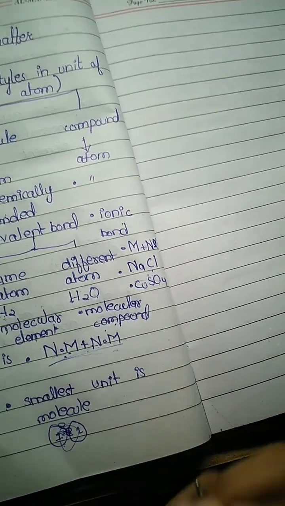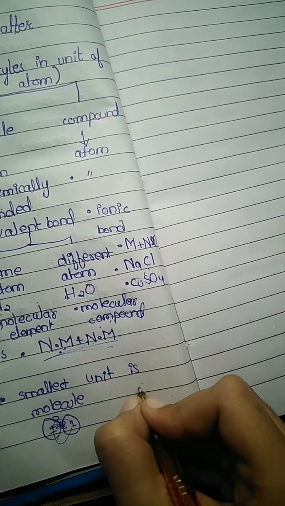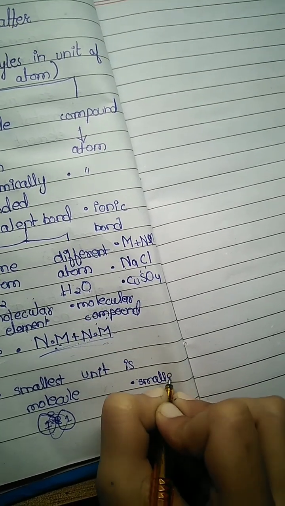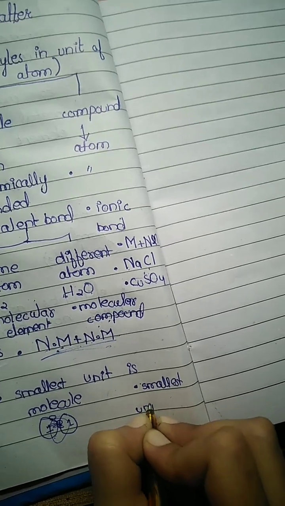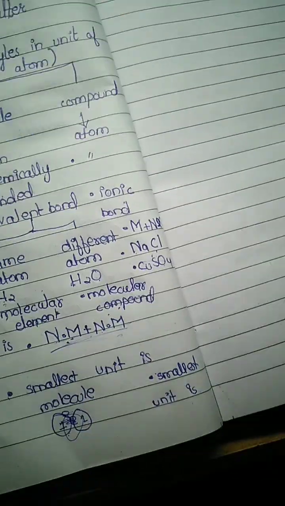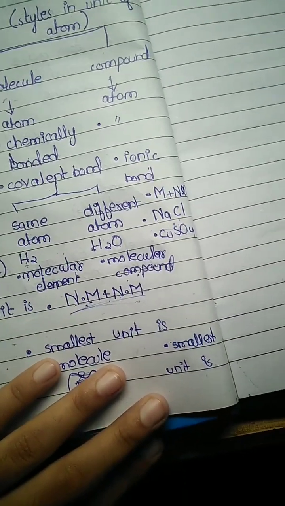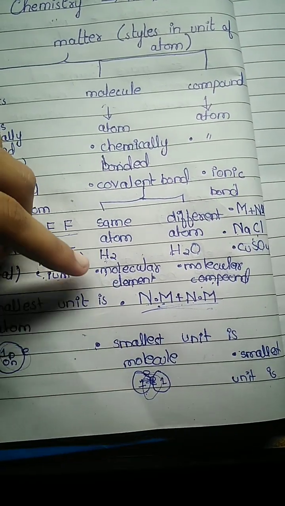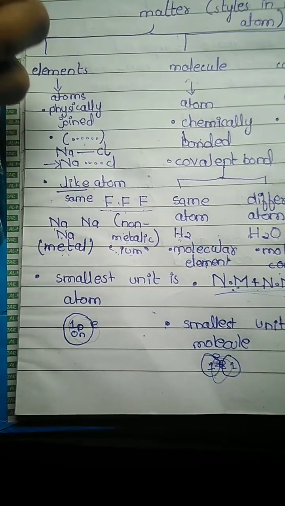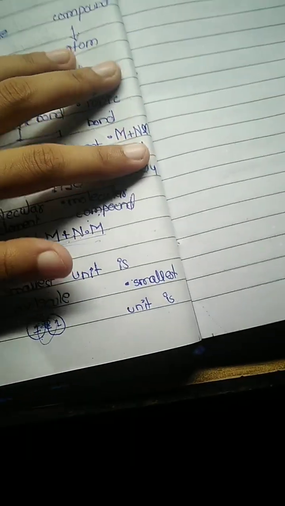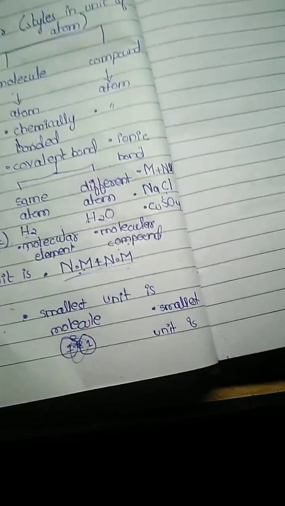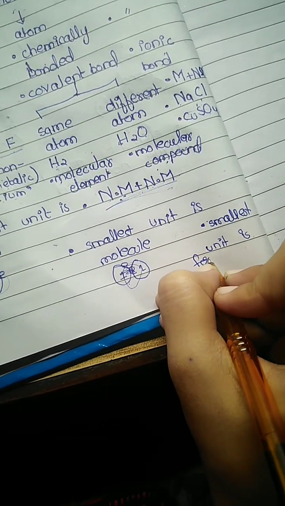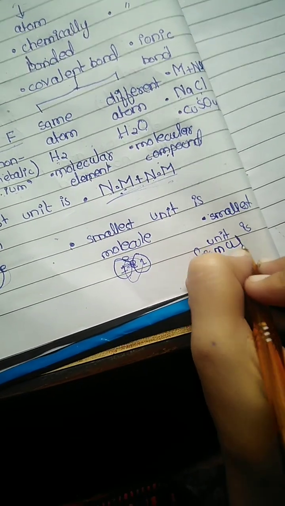Now you should add the last point. I think I should write it here. Now the smallest unit: in the molecule we have the smallest unit molecule, and in the element we have the smallest unit atom. But what's the smallest unit in the compound? The smallest unit in a compound is the formula unit.